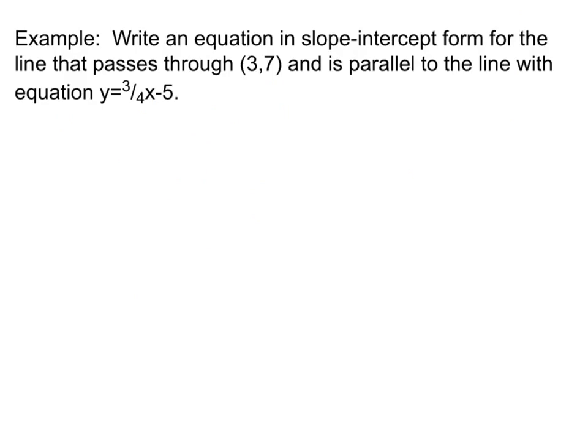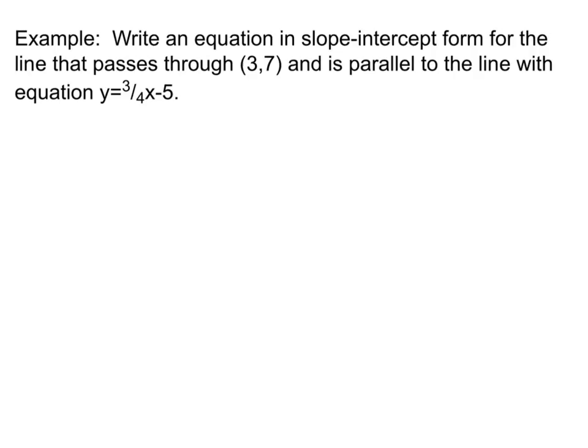So the last problem, I want you to write an equation in slope-intercept form for the line that passes through the point (3, 7) and is parallel to the line with the equation y = 3/4x - 5. So go ahead and hit pause and give that a shot.